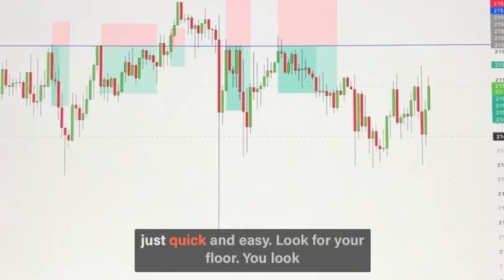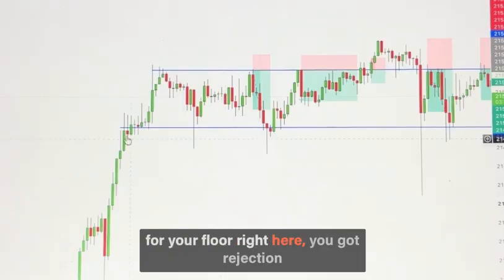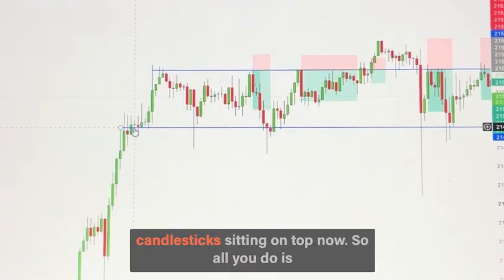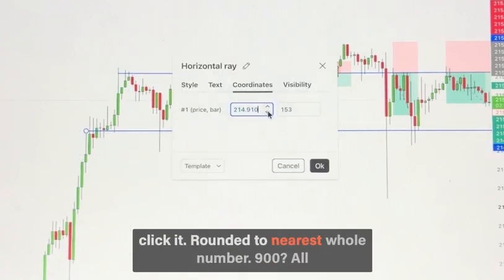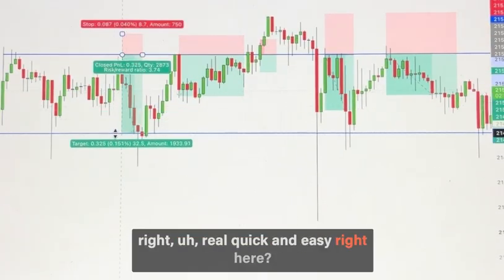All right, just quick and easy. Look for your floor. You look for your floor right here. You got rejection, price broke through. You got the candlestick sitting on top now. So all you do is click it, round it to the nearest whole number, 900. All right, real quick and easy, right here.